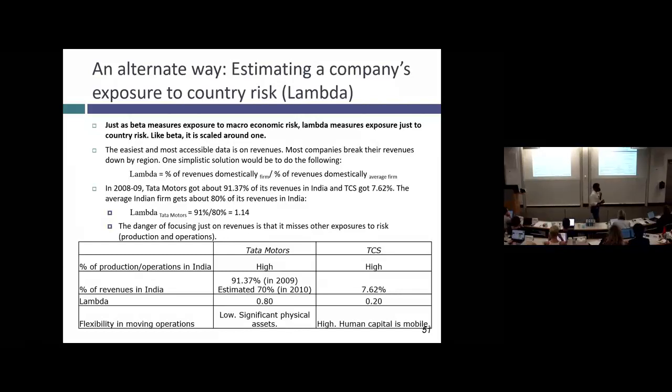I'll tell you the simplest way of estimating lambdas is to take the percentage of revenues your company gets domestically and divide it by the percentage of revenues that the typical company in the country gets domestically. Typical Indian company gets about 80% of its revenues domestically. Tata Motors in 2008 got 91% of its revenues domestically. You divide 91 by 80, you get 1.14. It's a lambda. Very simplistic lambda. But that's what lambda tries to do, capture your exposure to country risk based on your specific characteristics.